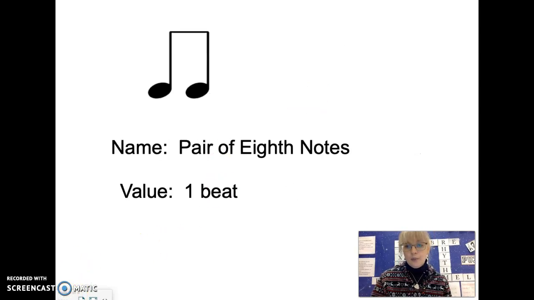Now, most often when we begin reading music and rhythms, we will start with pairs of eighth notes. You'll notice that they have 2 note heads, meaning they'll have 2 separate sounds, and they are connected by a beam. The stems are connected by a beam. We call these T-T. That's going to be 2 sounds that happen in the span of 1 beat. T-T.